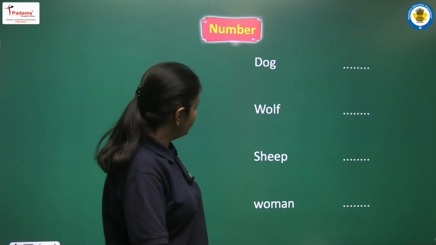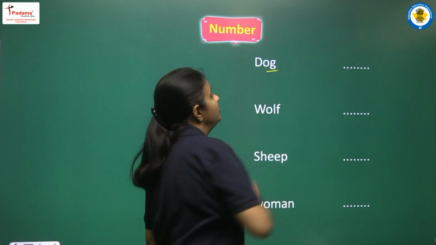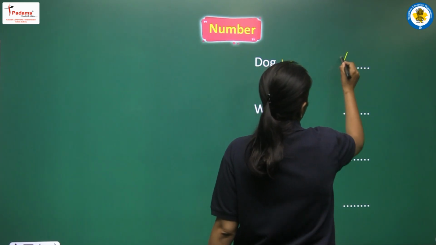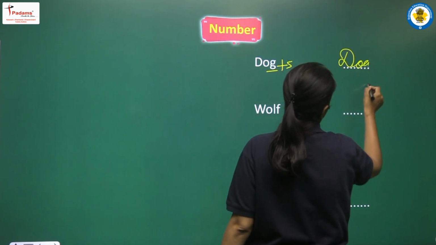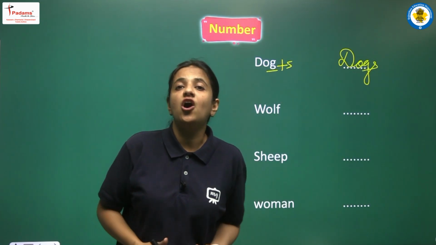Okay. Moving on, now next we are having dog. So we can see that the last letter of the spelling is G. So yes, we have to add S here. So it will be dogs. Dog, this is a singular noun, and the plural one will be dogs.